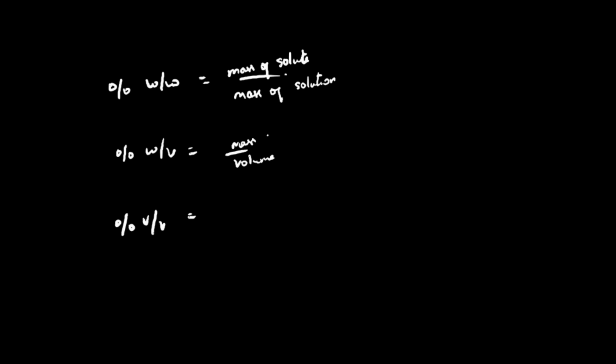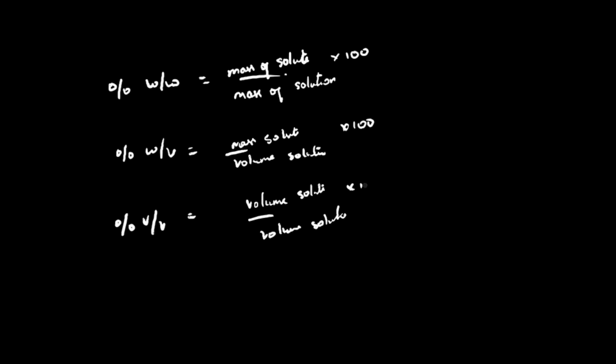Now you have percentage weight by weight, weight of solute by weight of solution; weight of solute by volume of solution, that is percentage weight by volume; and volume by volume, volume of solute by volume of solution. That is the thing. And because it's percentage, you multiply all by 100. It's clear, right? Because it is percentage, you need to multiply everything by 100.